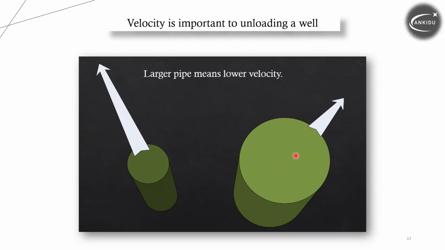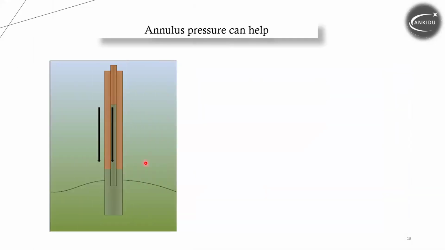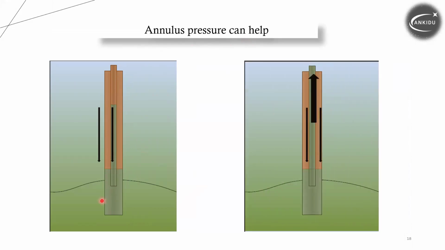Do we have enough support pressure? Because we think we can unload those wells, but the reality is not. So we have to consider the small diameter. What do you mean by small diameter? We have to put the wells on tubing only, and use the annulus pressure to help us remove the fluid from the tubing to the surface.